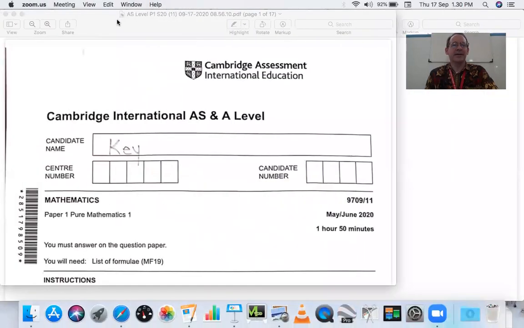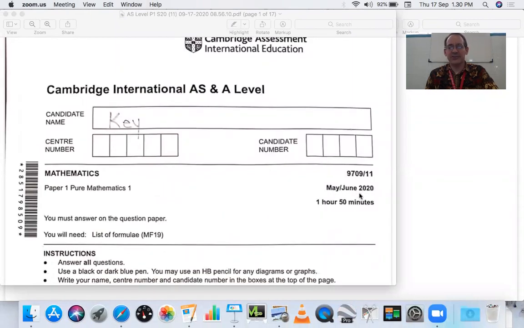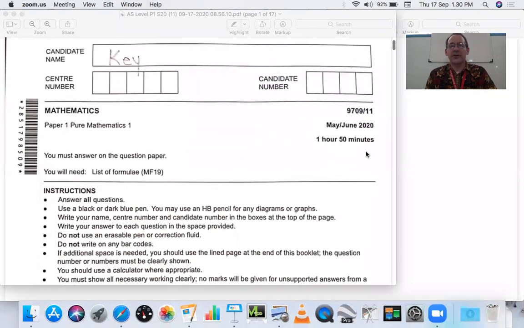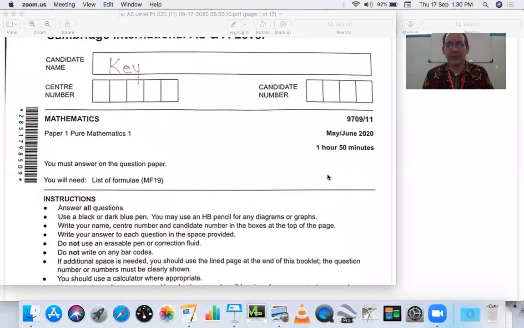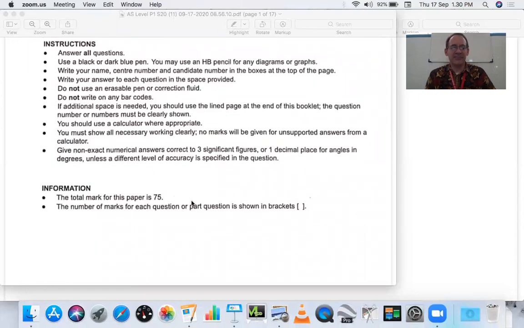Today we want to look at Pure Maths 1 from the new 2020 syllabus. This is the first of the past papers, May-June series 2020 for Pure Mathematics 1 in the Cambridge International AS level. If you notice, it's now up to an hour and 50 minutes long. Before it was an hour 45. So now it's an hour and 50 minutes long, which probably means you can expect maybe one more question on the test. It is still worth 75 points.